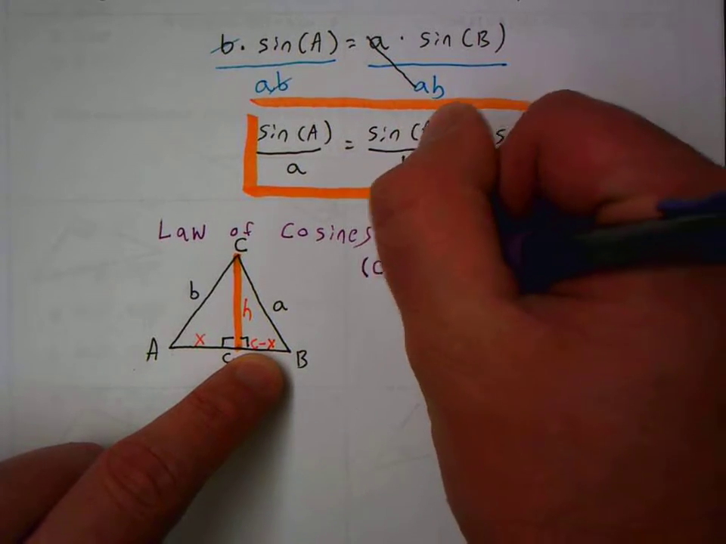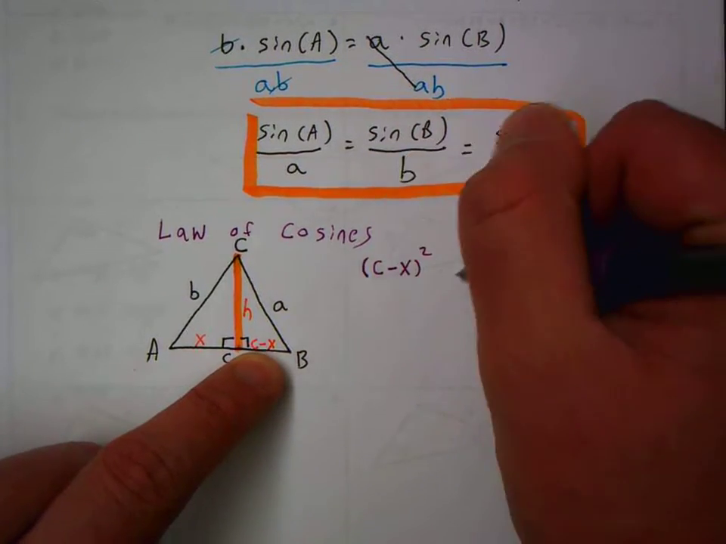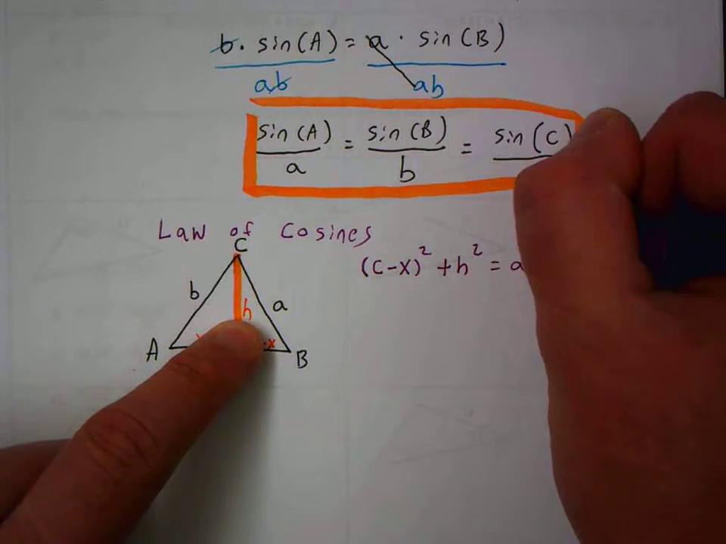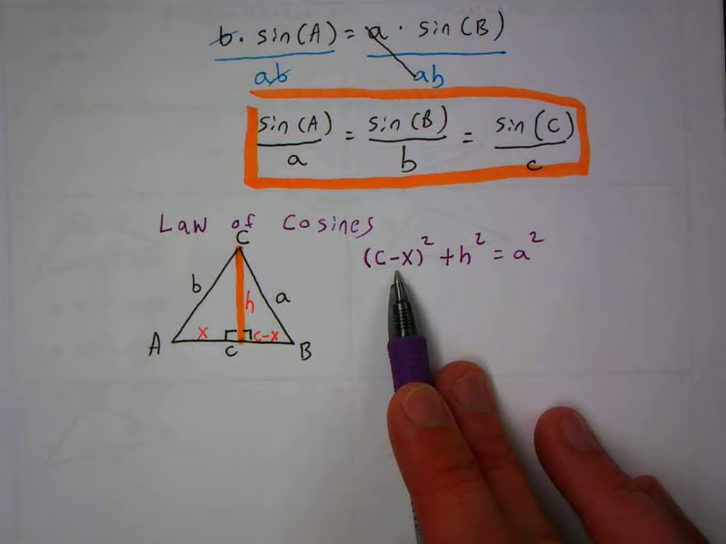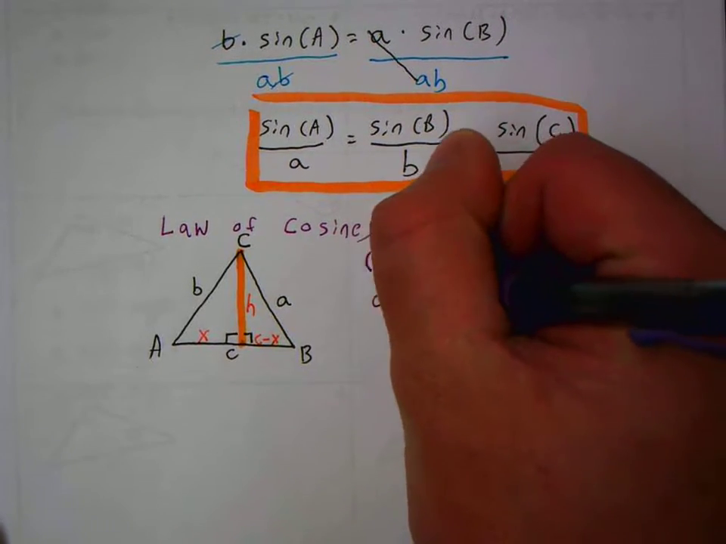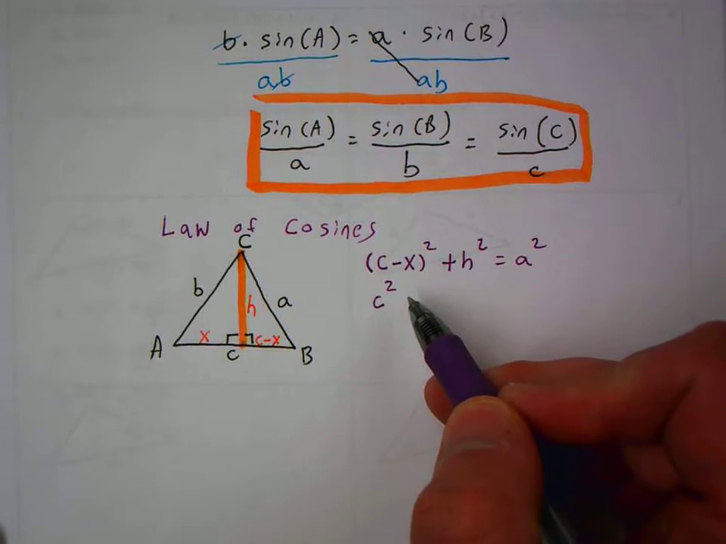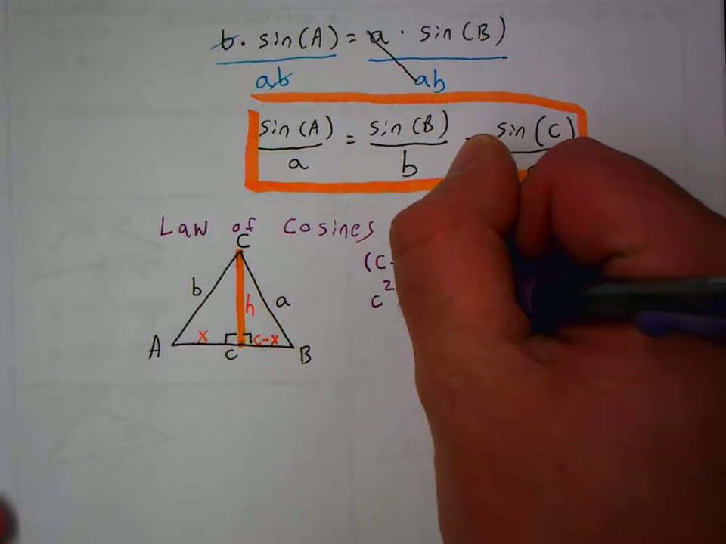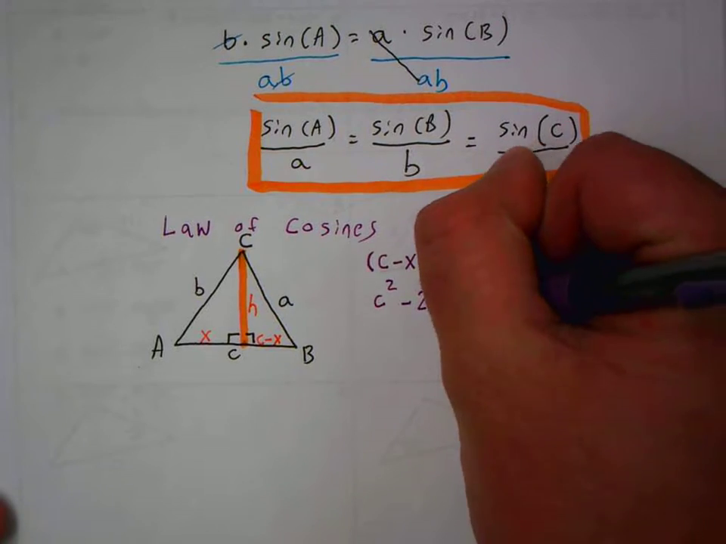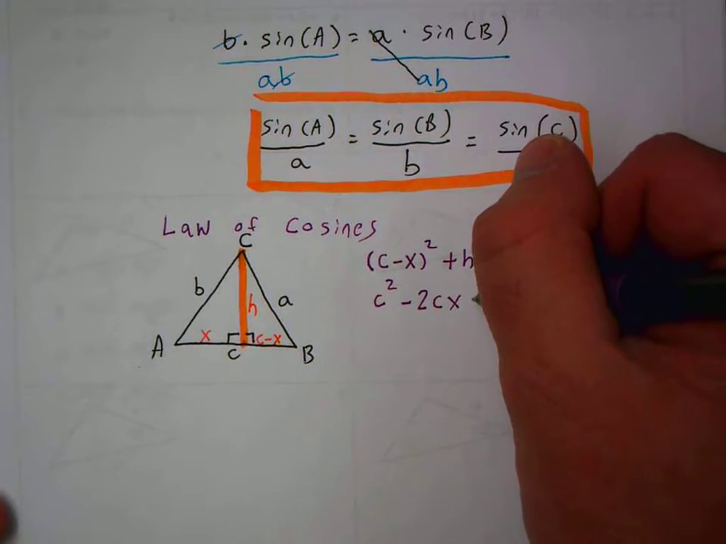c minus x squared and you add on h squared, you get a squared. Do you agree with me? Pythagorean Theorem, the sum of the two legs squared equals hypotenuse squared. Now if you take c minus x times c minus x, you take c times c, you get c squared. C times negative x, negative cx. Then you take negative x times c, you get negative cx, making negative 2cx. And then negative x times negative x, plus x squared.